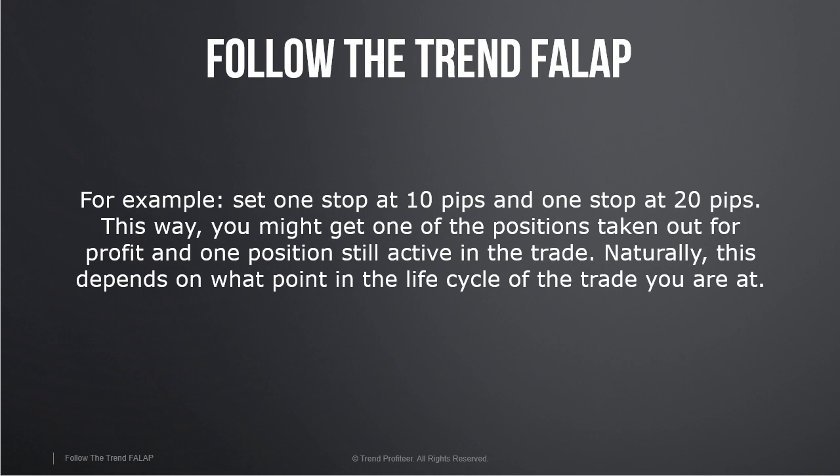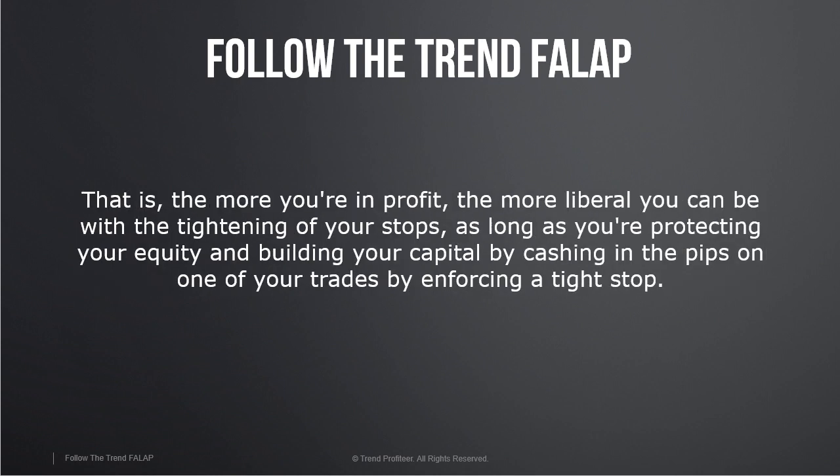Naturally, this depends on what point in the life cycle of the trade you're at. In one way, the longer the trade's gone, the more profits you have, so you can be more liberal. But at the same time, it may be coming to the end of the trend. So you just need to judge it on a case-by-case basis, depending on how many indicators have counted against your position. The more you're in profit, the more liberal you can be with tightening of your stops, as long as you're protecting your equity and building your capital by cashing in the pips on one of your trades by enforcing a tight stop.